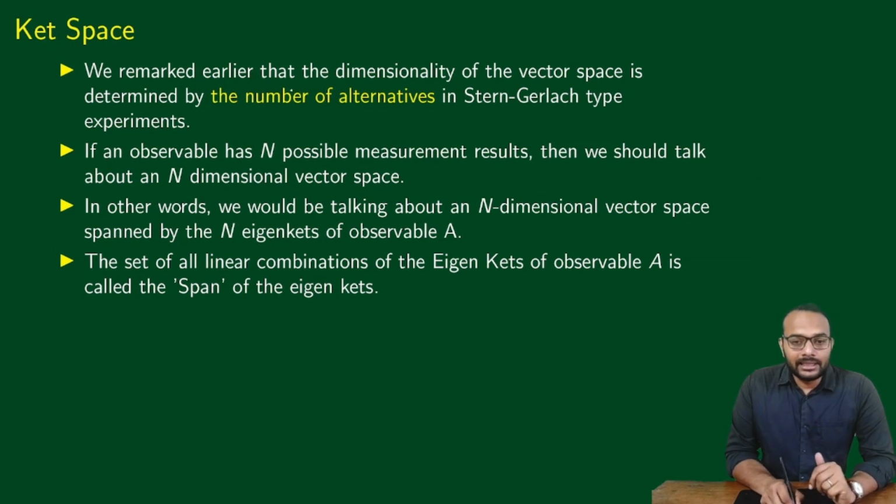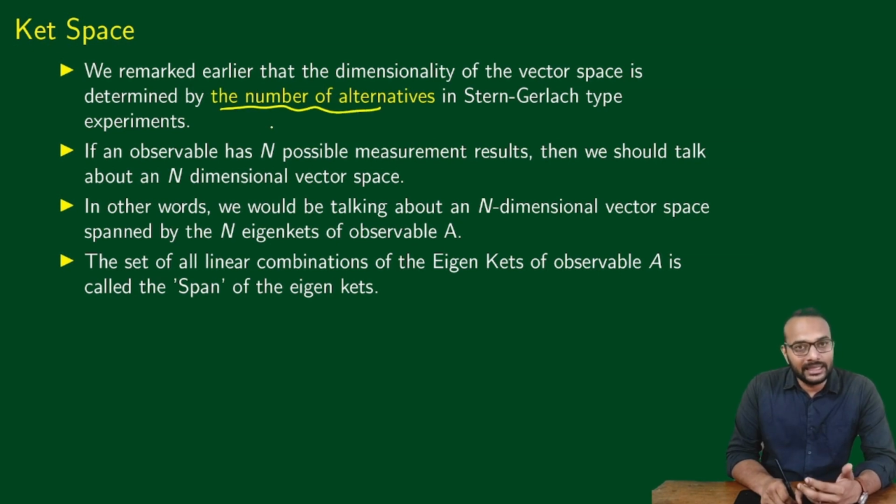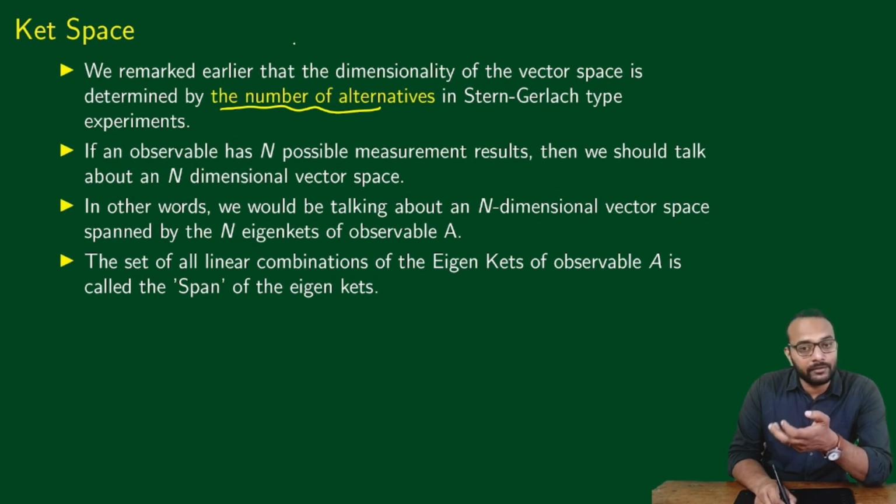Now we remarked earlier that the dimensionality of the vector space is determined by the number of alternatives in the Stern-Gerlach type experiments. So if you want to describe the spin of a quantum mechanical system, for example an electron, the complex vector space that we have to use is simply two-dimensional. That's the simplest thing that we can do in quantum mechanics.